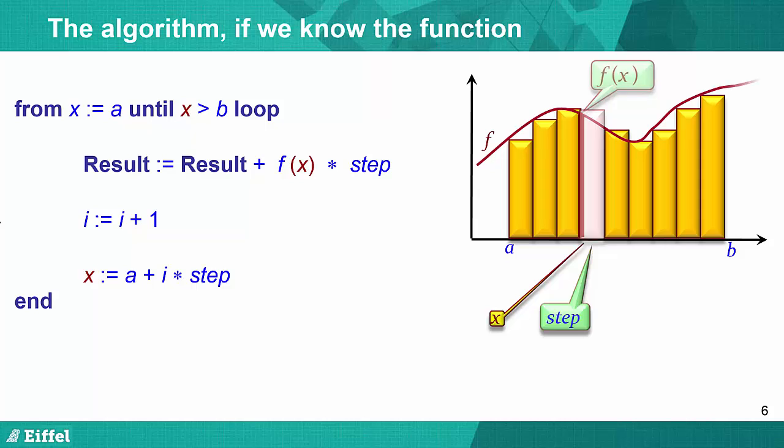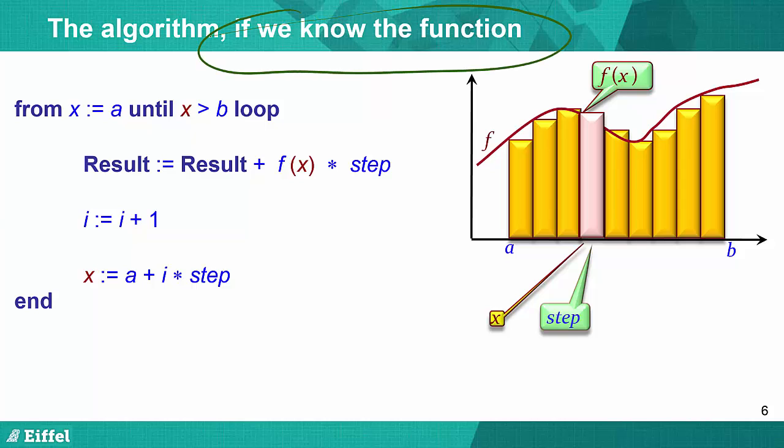We can write this in a very simple fashion in Eiffel for a given function f. So far we know the function, so there is no particular difficulty here. For example, the function could be cosine. So what do we do? We go from a to b, and at each stage through the loop we increment result. I'm assuming, of course, that result was initialized to 0.